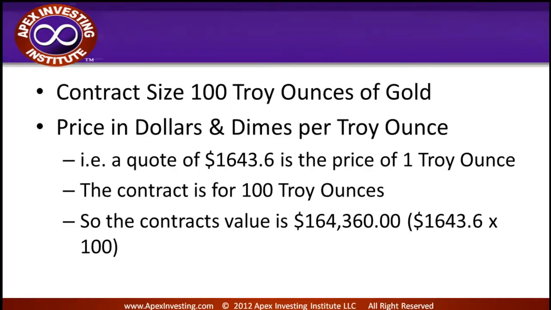And the contract size of the NYMEX gold futures is 100 troy ounces of gold. It's priced in dollars and dimes per troy ounce. For instance, the quote will be 1643.6. Notice there's not a penny on it, so it's dimes. And that is the quote of 1 troy ounce. So since the contract is for 100 troy ounces, the contract's actual value is $164,360, or 1643.6 times 100.